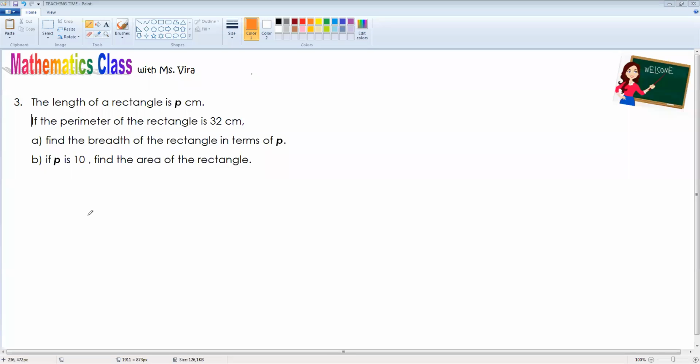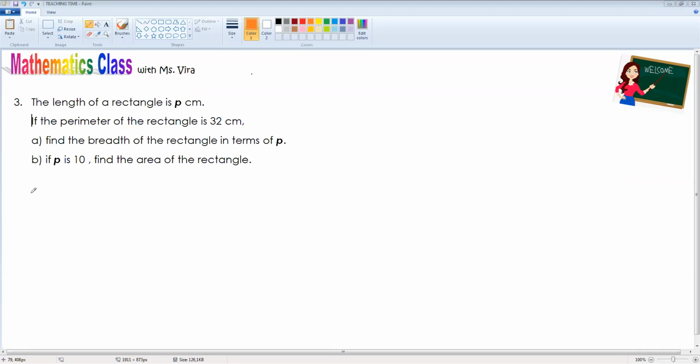Okay, so the last question. The length of a rectangle is p centimeter. A. If the perimeter of the rectangle is 32 centimeter, find the breadth of the rectangle in terms of p. B. If p is 10, find the area of the rectangle.